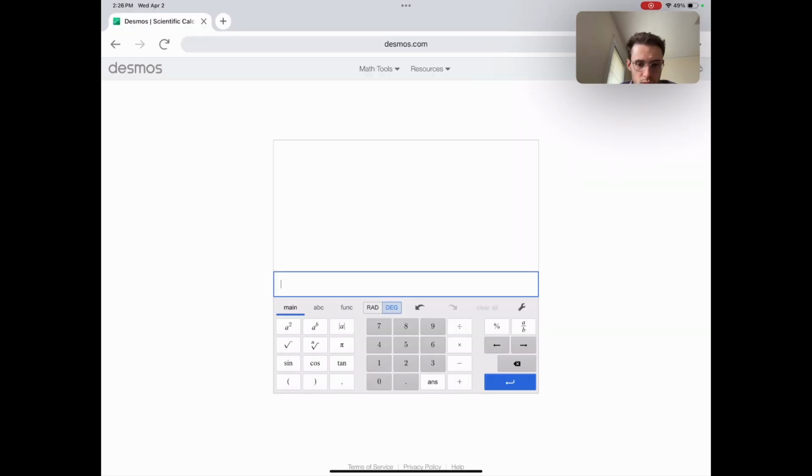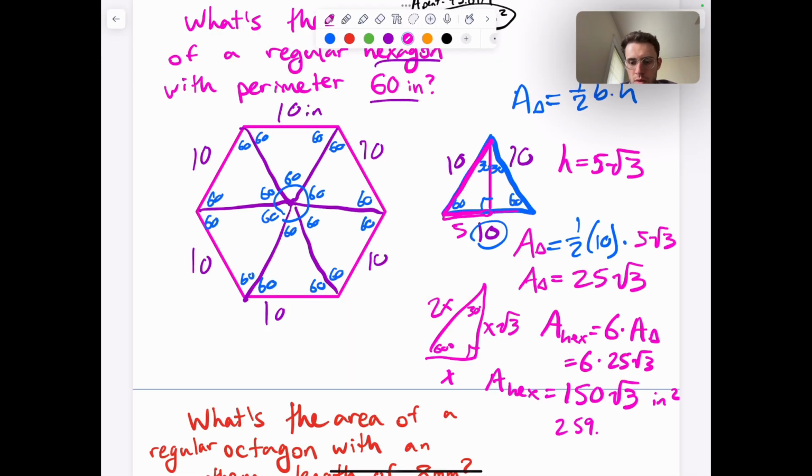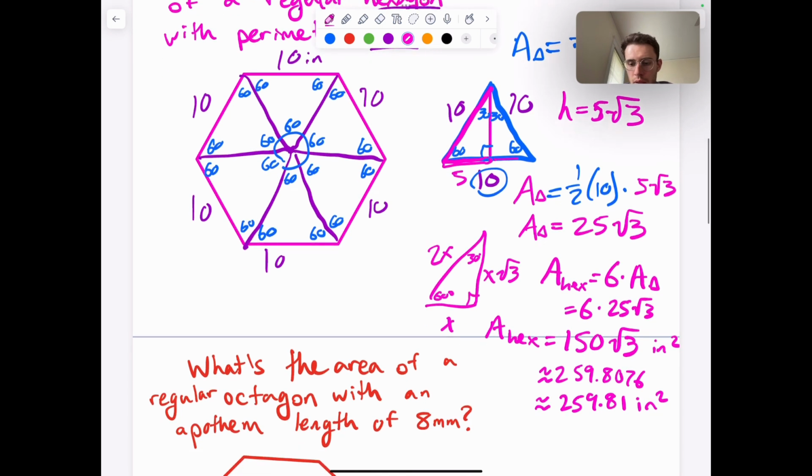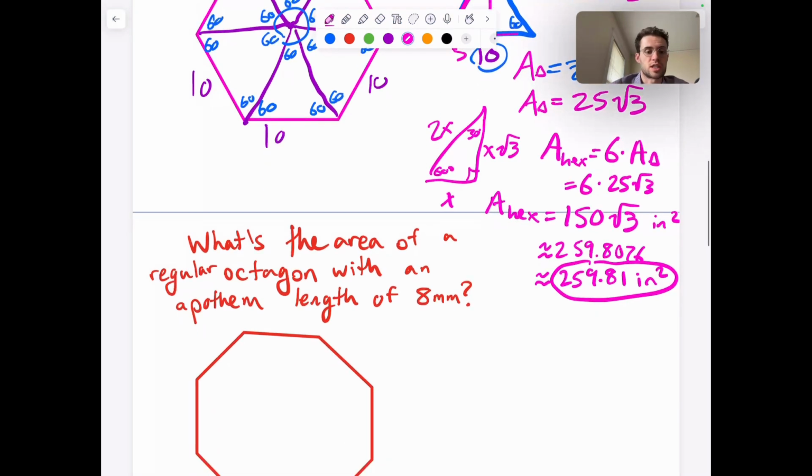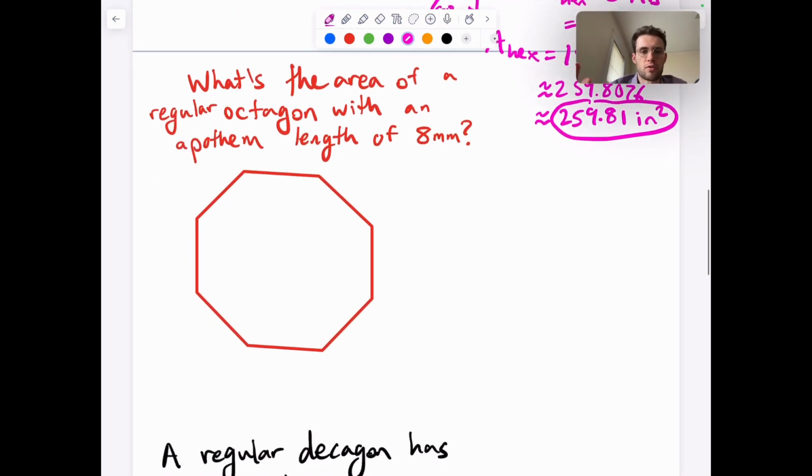And if you wanted to round that to the nearest hundredth, for instance, you would do 150 times the square root of 3 is 259.807, which is about equal to 259.81 square inches. That would be our answer there. So again, that one was faster just because we skipped the step of the SOHCAHTOA, using the special right triangle, the 30, 60, 90. That will only work for hexagons.